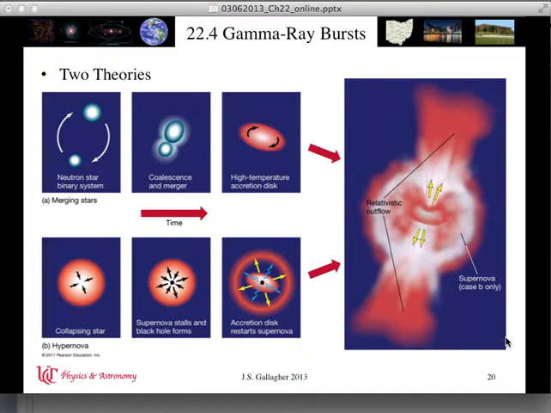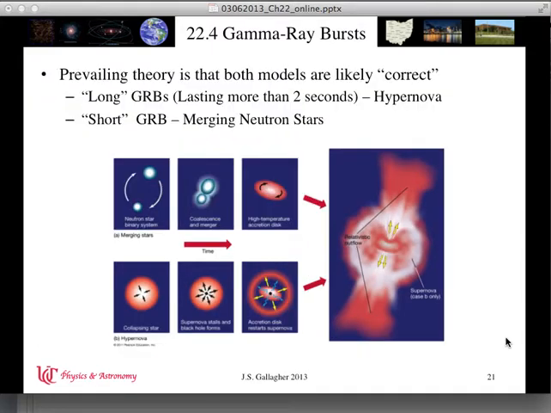So these are the two main models, the two main theories behind the origin of gamma ray bursts. And these things are still being studied today. So this isn't something that's already solved and we're moving on. This is hotly debated, hotly discussed, even today. So the prevailing theory here is that the long gamma ray bursts, these are the ones that last more than 2 seconds, are caused by the hypernova scenario, and that the short gamma ray bursts are the ones that are occurring over the merging neutron stars.